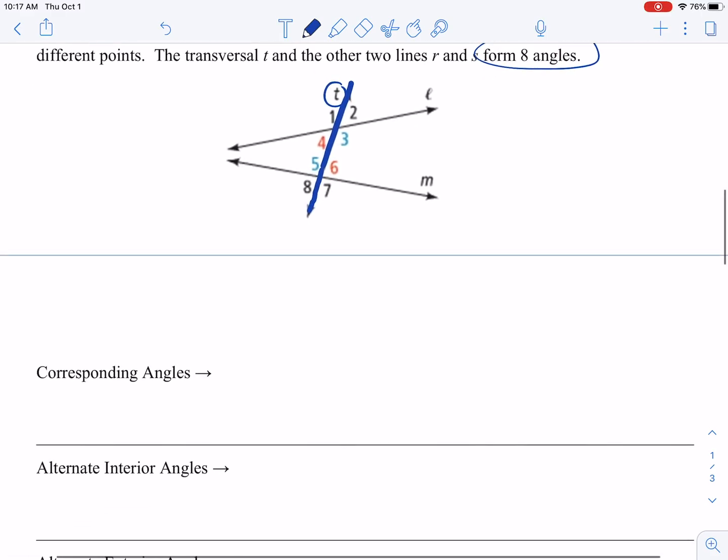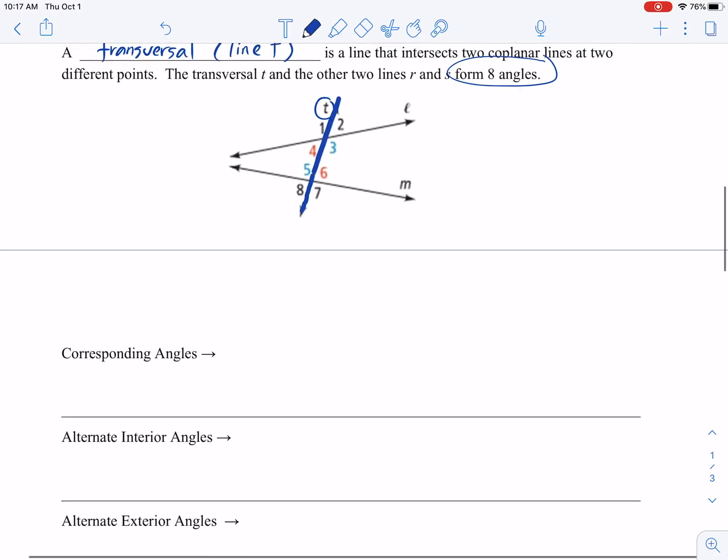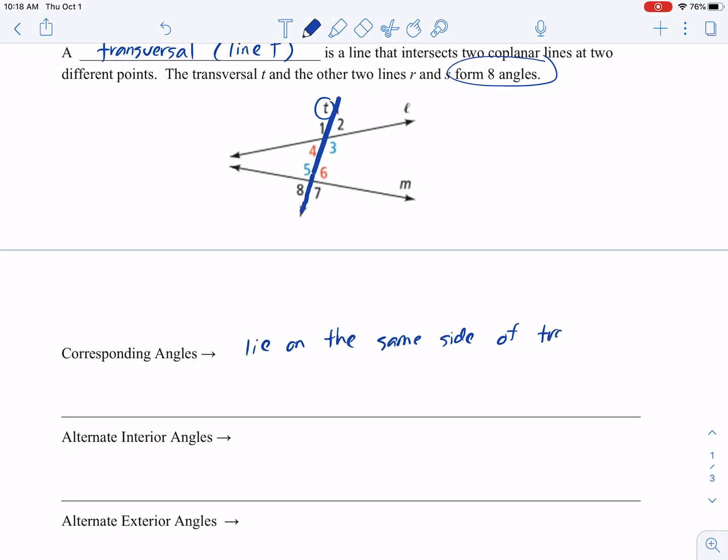A couple of words help describe these angles. Corresponding angles are angles that lie on the same side of the transversal and the same sides of the lines being intersected.